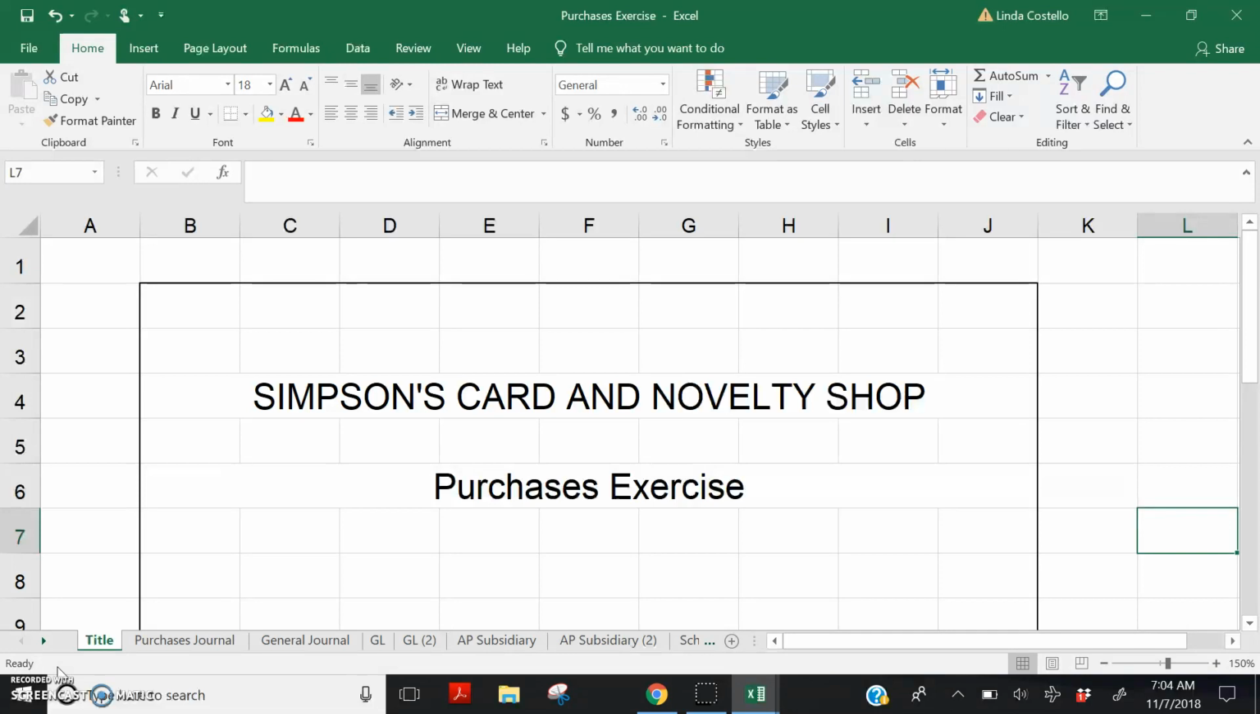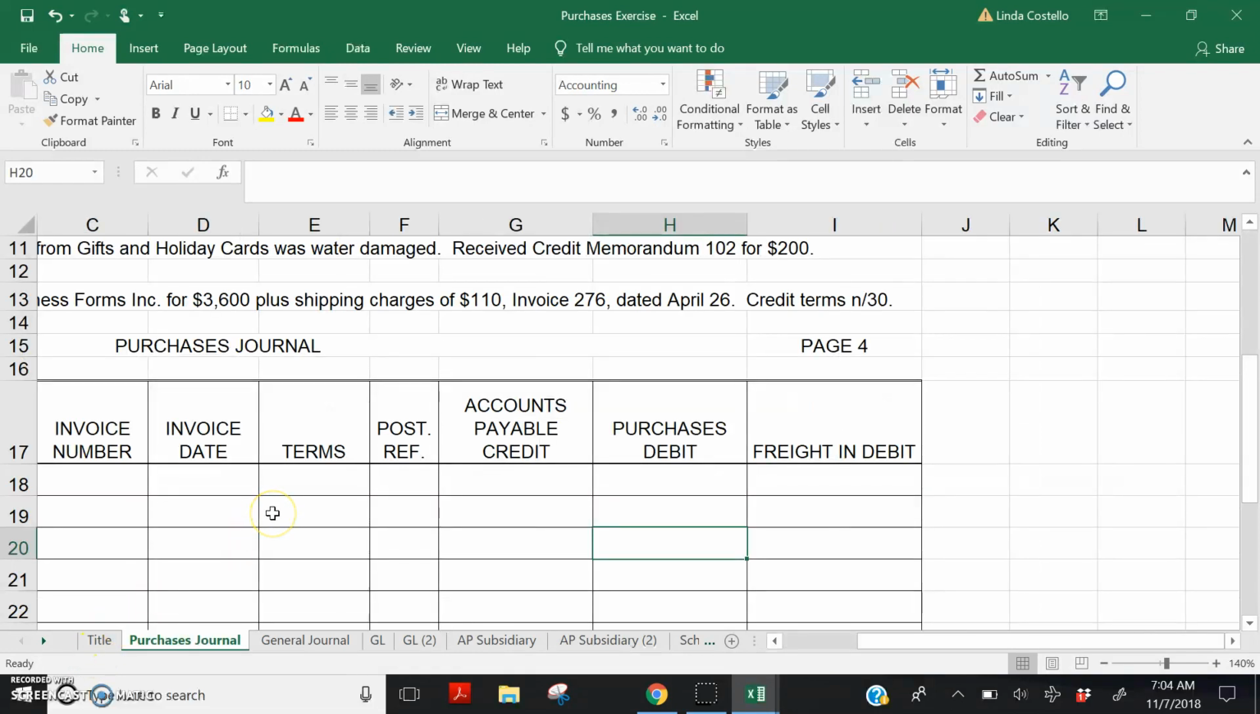It is very important to remember that a purchase journal can only be used to record purchases of merchandise inventory on account. The journal entry that is made on the Purchases Journal is a credit to accounts payable, a debit to purchases, and a debit to freight in. Any other transaction simply will not fit on the Purchases Journal and must be recorded in the General Journal or in one of the other special journals.